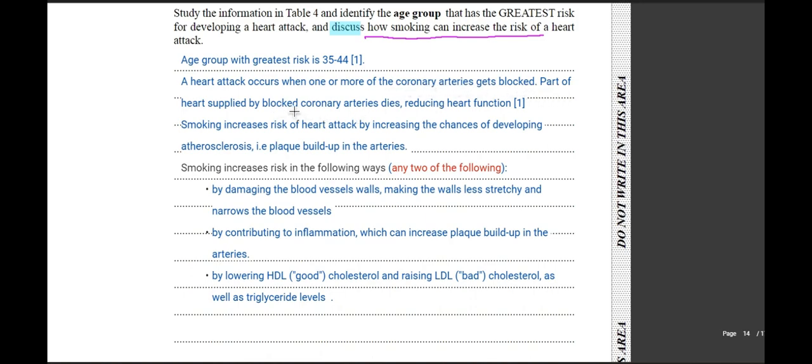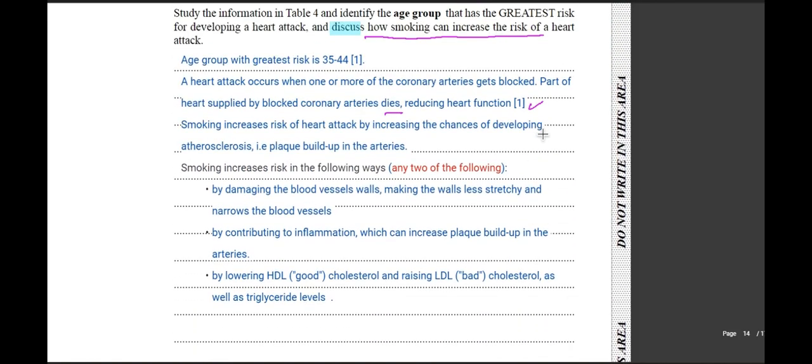Part of the heart that's supplied by the blocked coronary artery dies and reduces heart function. That's one way you can describe and define what a heart attack is and when it happens. So now you're getting one of the marks there, right? So 1 mark down, 3 to go.